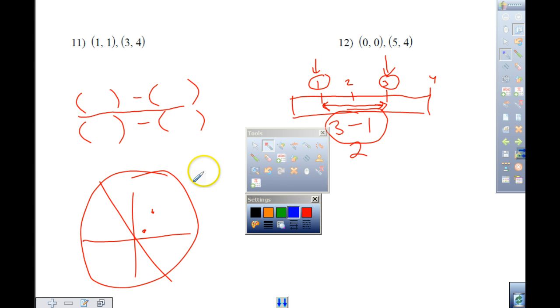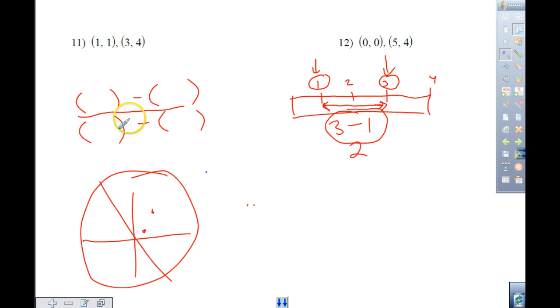So question, what numbers represent the rise, up and down? The y values, yeah. 1 and 4. So you put 1 and 4 in here. And then the other two numbers are the run. So you put 1 and 3, and you can calculate it.